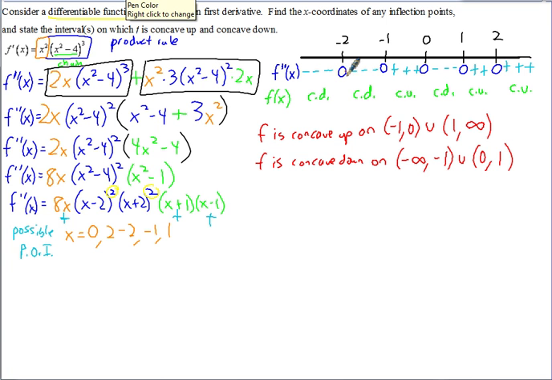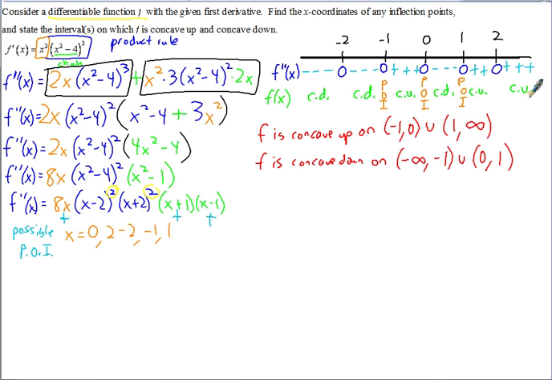Alright, so -2. Is that a point of inflection? Well, the second derivative doesn't change sign there. It stays concave down, so no, it's not. -1, the second derivative does change from negative to positive. It switches concavity, so that would be a point of inflection. At 0, the second derivative changes sign again, so it's from concave up to concave down. That's also a point of inflection. At 1, the second derivative changes from negative to positive, goes from concave down to concave up. So that's a point of inflection. At 2, the second derivative doesn't change signs, so it's not a point of inflection.